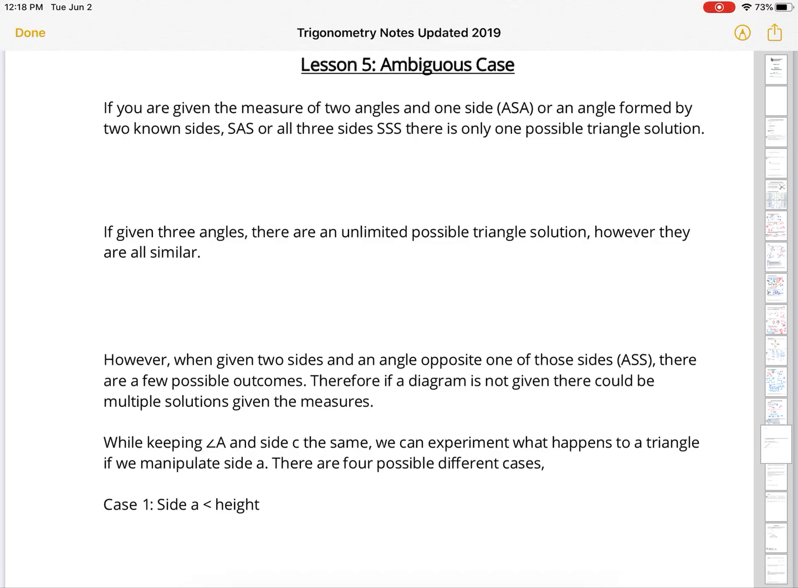Okay, lesson 5 in trig, the ambiguous case. If you're given the measure of two angles and one side, or an angle formed by two sides, SAS, or all three sides, SSS, then there's only one possible triangle solution.